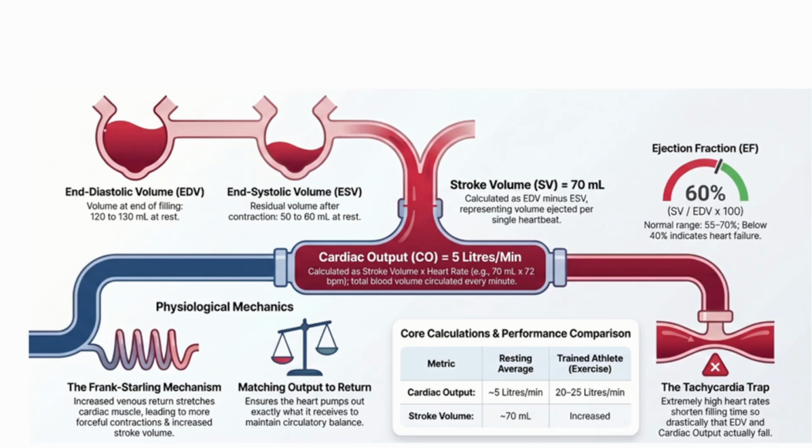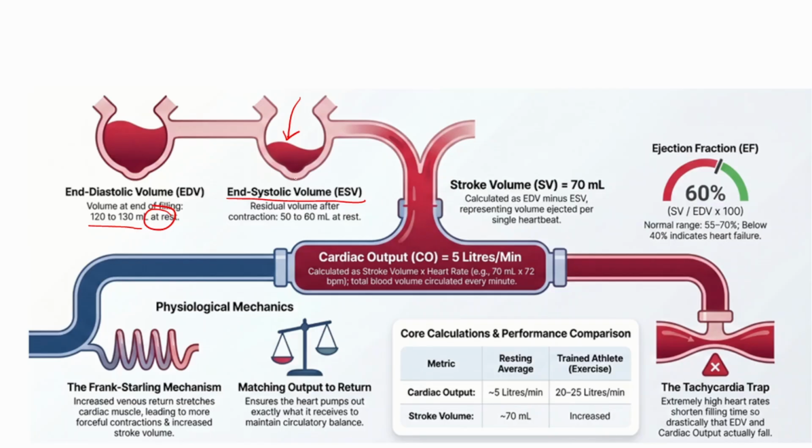As we have said earlier, end diastolic volume is around 120 to 130 milliliters at rest. Next, we establish the opposite boundary, the end systolic volume, or ESV. When the ventricular myocardium contracts during systole, it generates immense force. Yet, it is physically impossible to obliterate the entire chamber space. A specific residual volume remains trapped inside at the absolute end of ejection, shown by this blood volume over here.